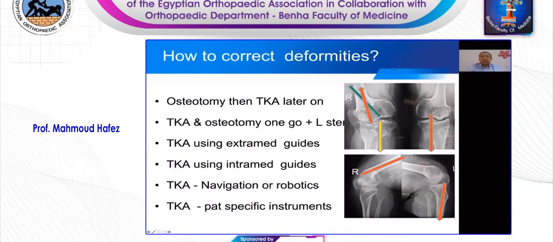I can just go to the next question. And here, how to correct these deformities? You can look at the deformities, you can look at the lines that I drew here with the red, blue, and yellow, and with the start voting here. What do you do? Do you do a TKR and osteotomy later on? Osteotomy and TKR later on, sorry, or do you do osteotomy and TKR in one go, or TKR using extramedullary or intramedullary or navigation or others?